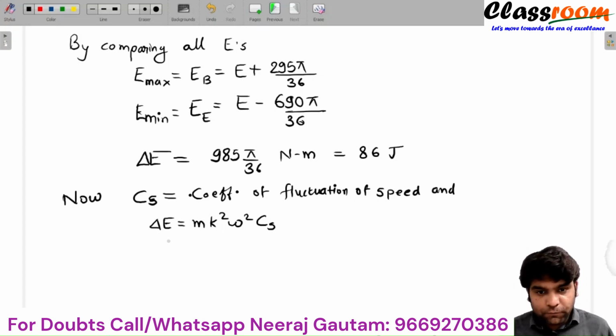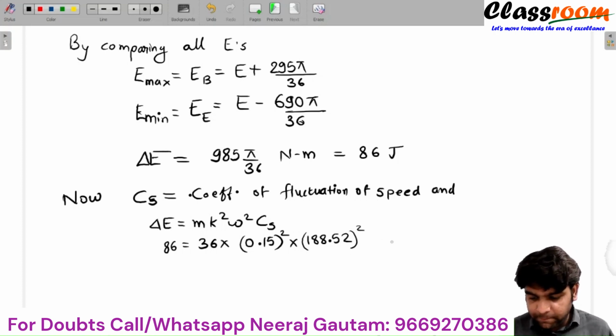If I substitute the value of delta E as 86 joules, m as given is 5,36, k is 0.15, and this is the square of k, into 188.52 radian per second, and also the square of this speed in radian per second, times CS, and finally the value of CS is equal to 0.003 in fraction.